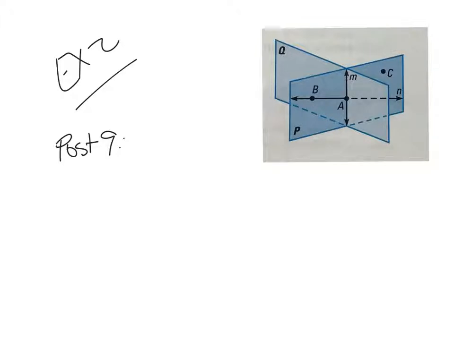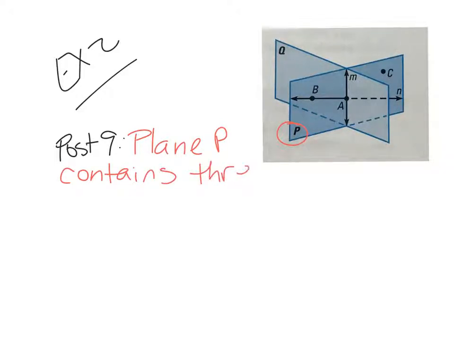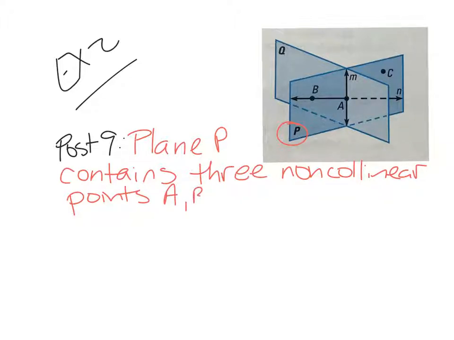So what's the name of one of these planes that has 3 points in it? You just want to use plane P? Yeah, see this plane right here? So plane P contains how many? 3 non-collinear points. And what are 3 points that it contains? B, A, C. Yep, A, B, and C. Very good.